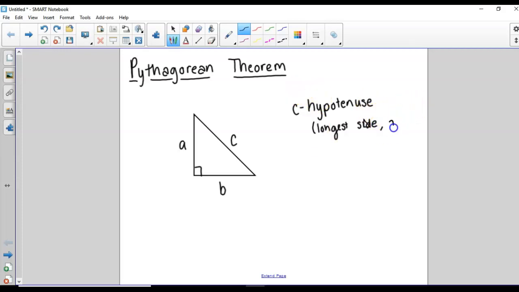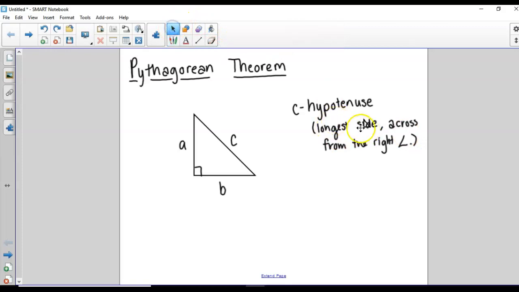It is also across from the right angle. That symbol right there means angle. Okay, alright, so C is your hypotenuse. That is a word that you need to know, hypotenuse.